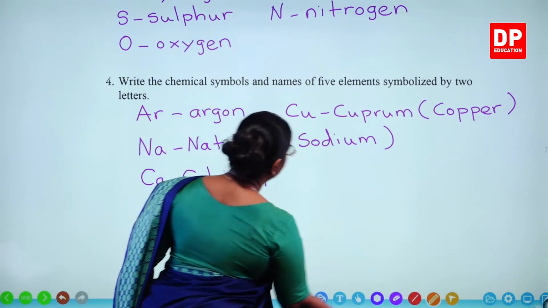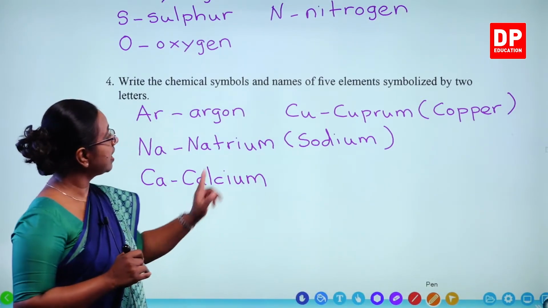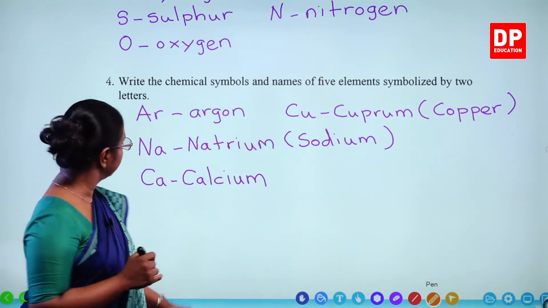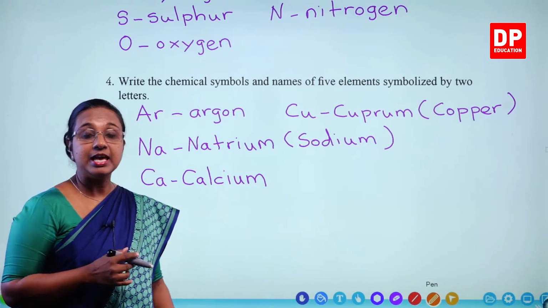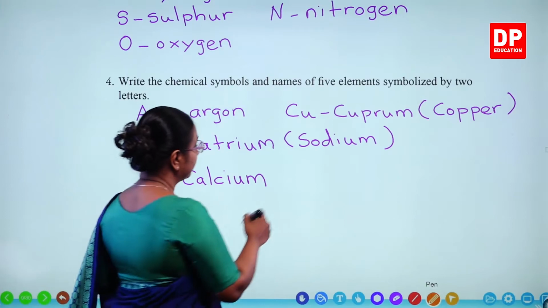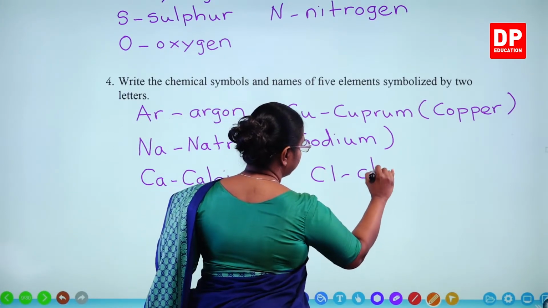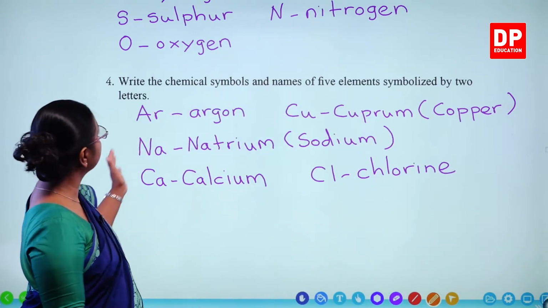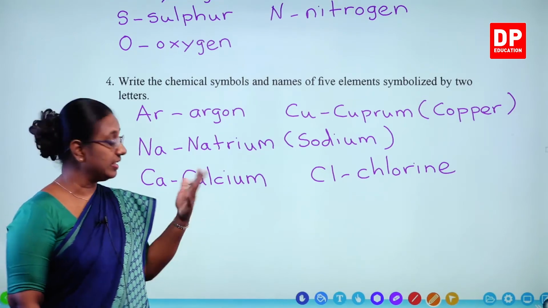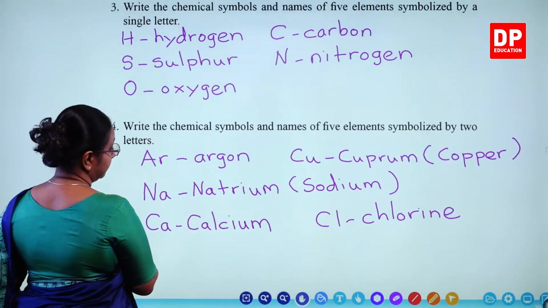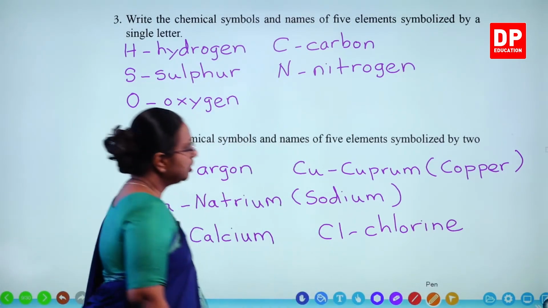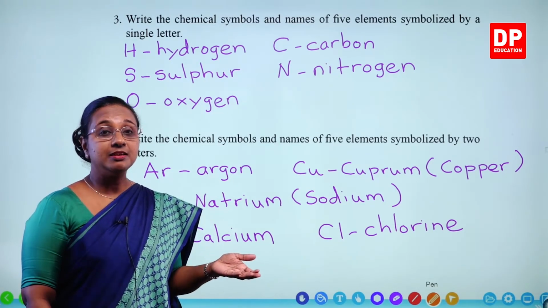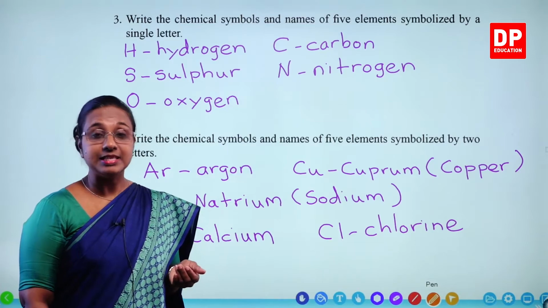Then one more. We need to write 5 elements. Ar is argon, Cu cuprum or copper, sodium that is Na, natrium or sodium. Then I have written calcium, Ca. What else can you write? You can write Cl, chlorine. So these are all elements that have symbols with 2 letters. You can even write iron, Fe, gold, Au, silver, Ag. Like that, you can write any other symbols as well.